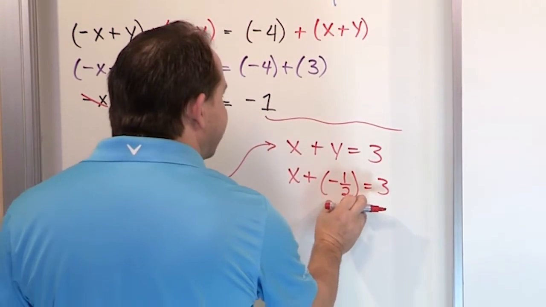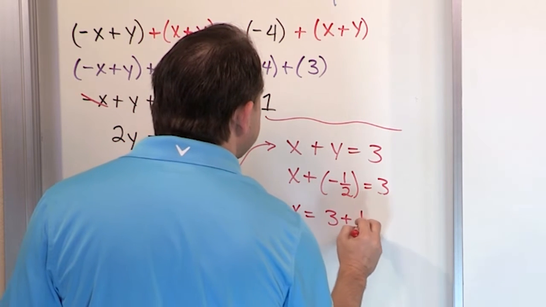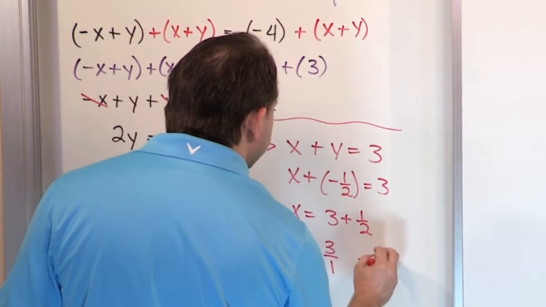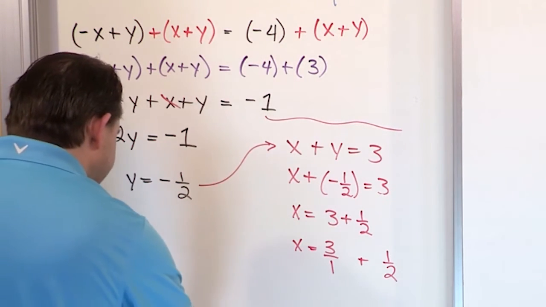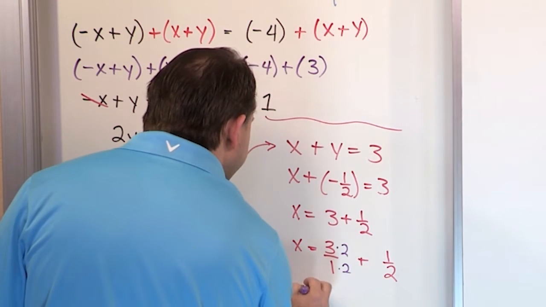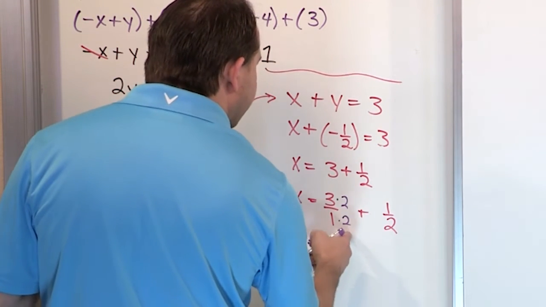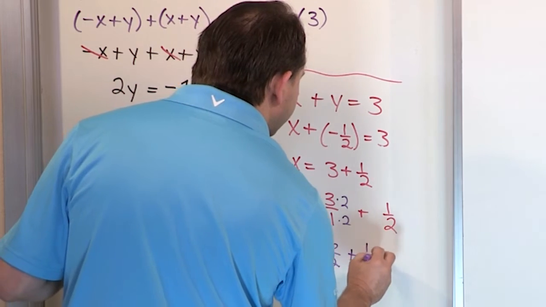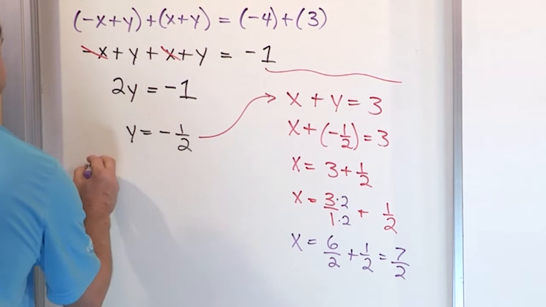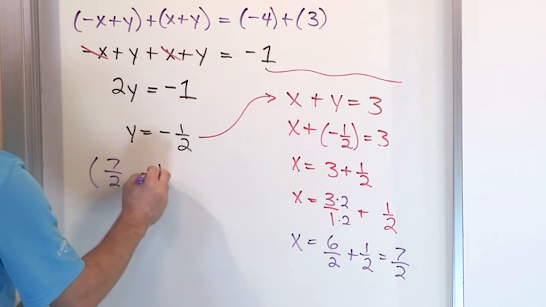So if I'm going to get x by itself, I need to add 1/2. So x is going to be equal to 3 plus 1/2. But to make it easier, I'll say that this is equal to 3 over 1 plus 1/2. And to get a common denominator, I will multiply this by 2 and this by 2, so I'll have 2 on the bottom. So then what I will have for x is 3 times 2 is 6/2, and then over here 1/2, which will equal what? 7/2. You just add the tops, keep the bottom, so you have 7/2. So the answer to this system of equations is x comma y, so 7/2 comma negative 1/2.